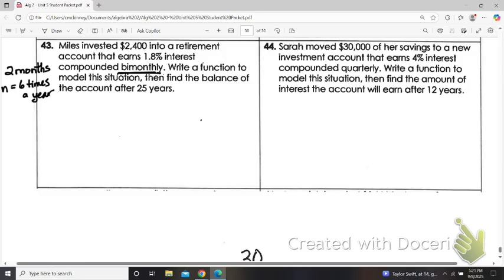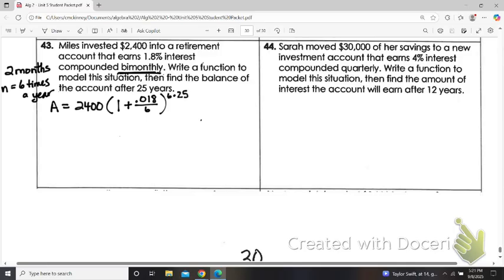So this one's got our principal. We're going to find out the total amount in the account after 25 years. We're starting out with $2,400. We need that 1 in there. That maintains our initial investment. 1.8% would be 0.018. That needs to be divided by 6 because 6 different compounding periods a year. And then our power is going to be 6 for the number of times per year times 25.